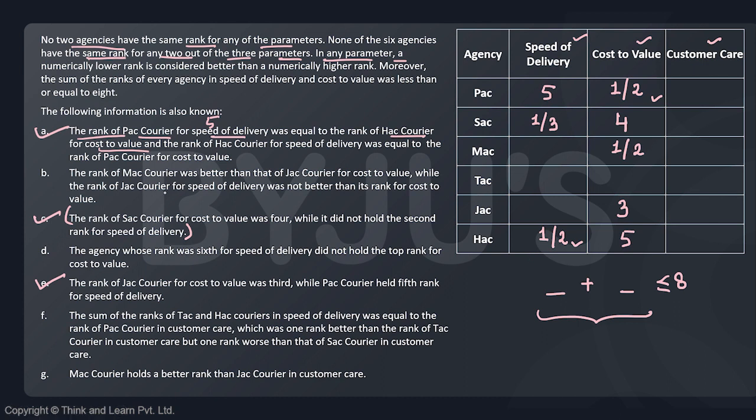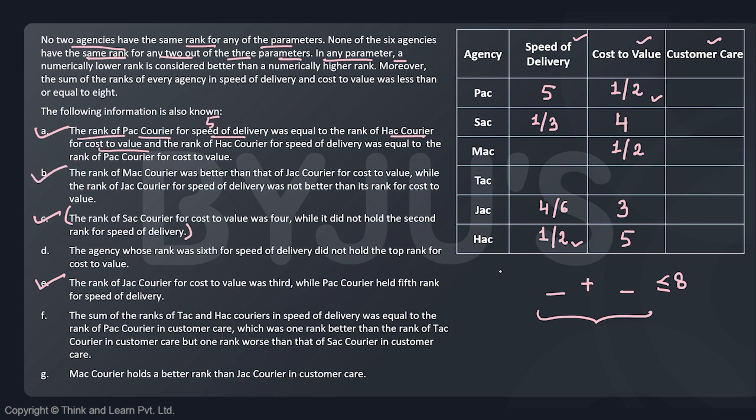While the rank of Jack Courier for speed of delivery was not better than the rank for cost of value, which is 3. So it is not better than 3. If it is not better than 3, it is worse than 3, and it can be either 4 or 6. Why not 5? 5 is already there. So this rank would be either 4 or 6. This also has been used.